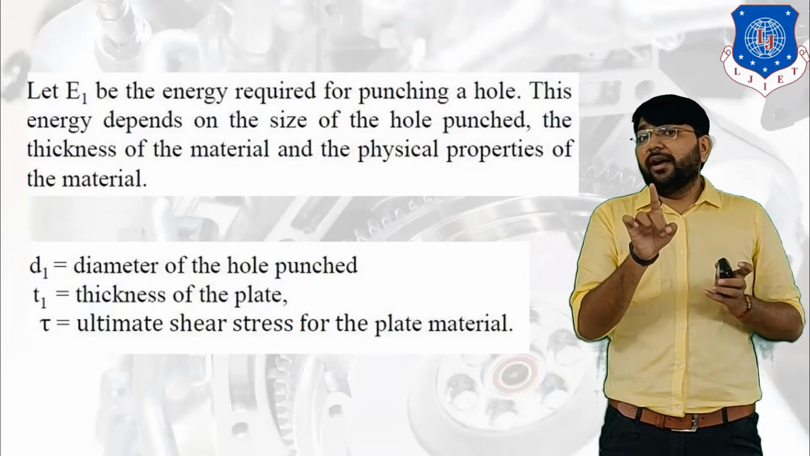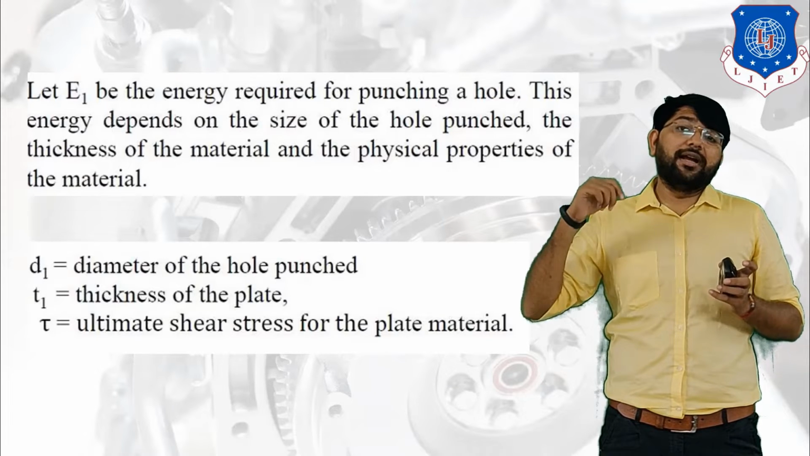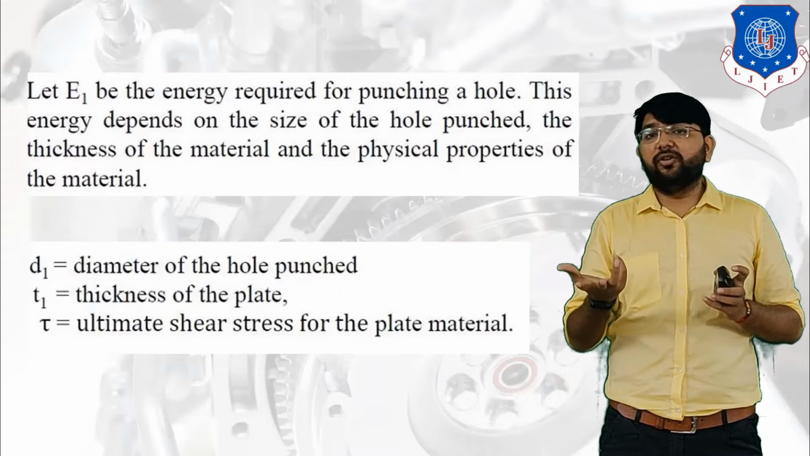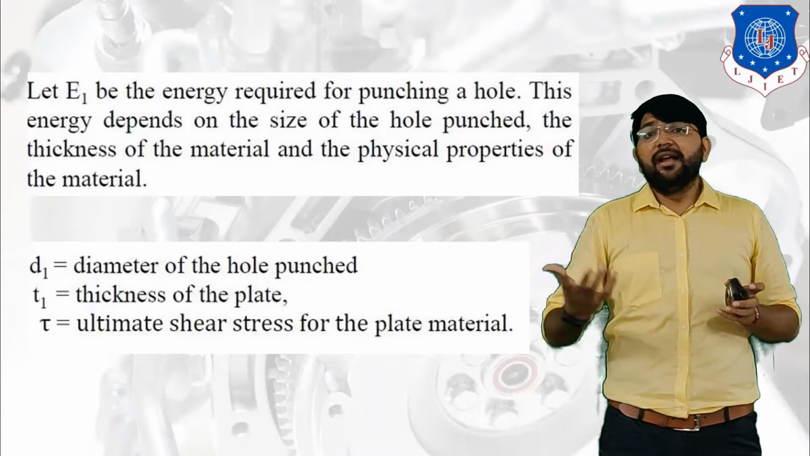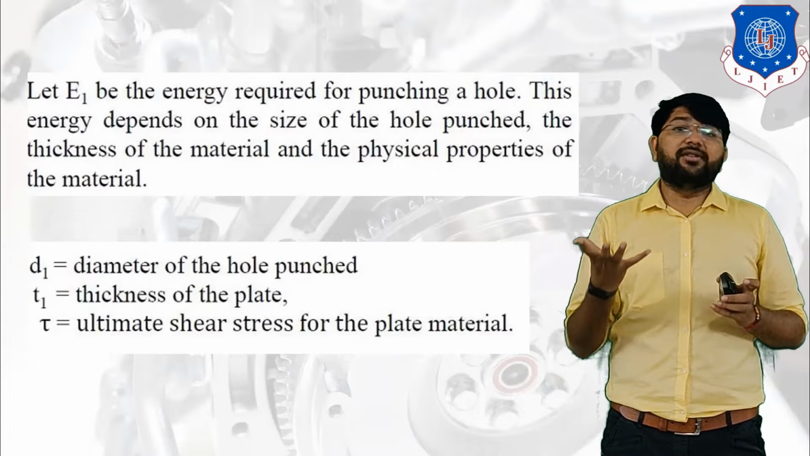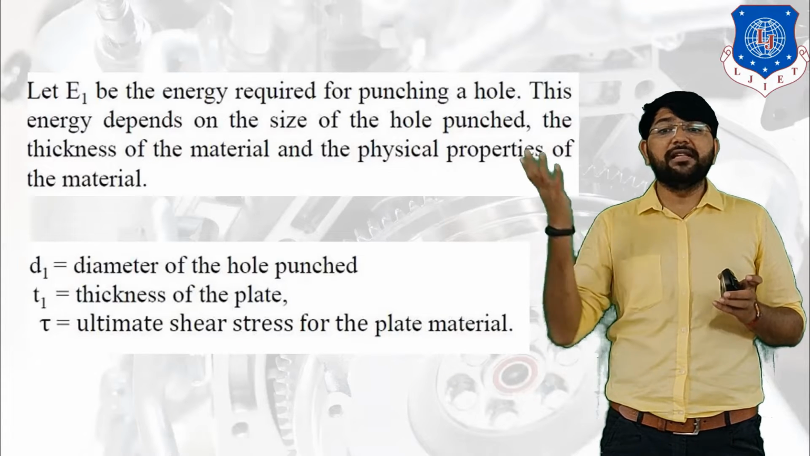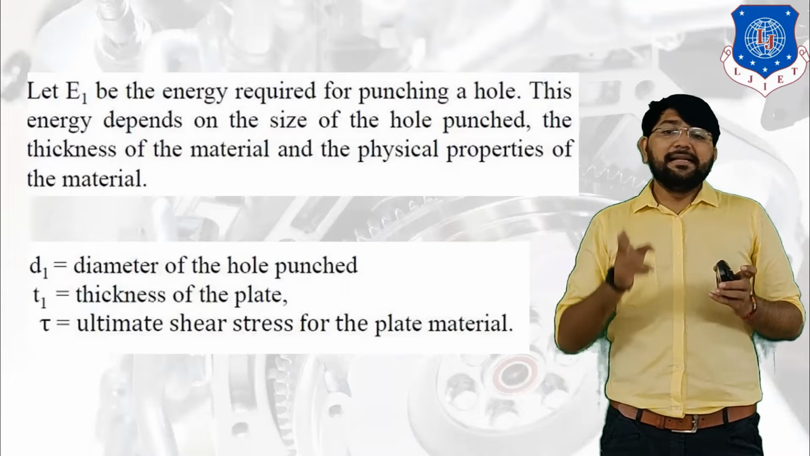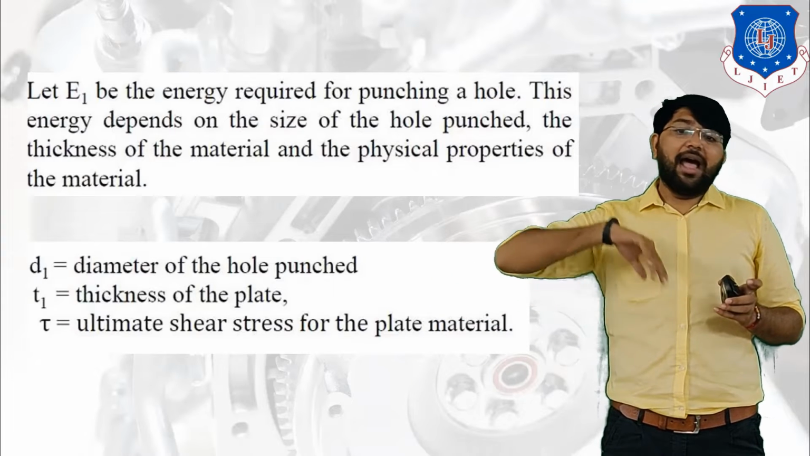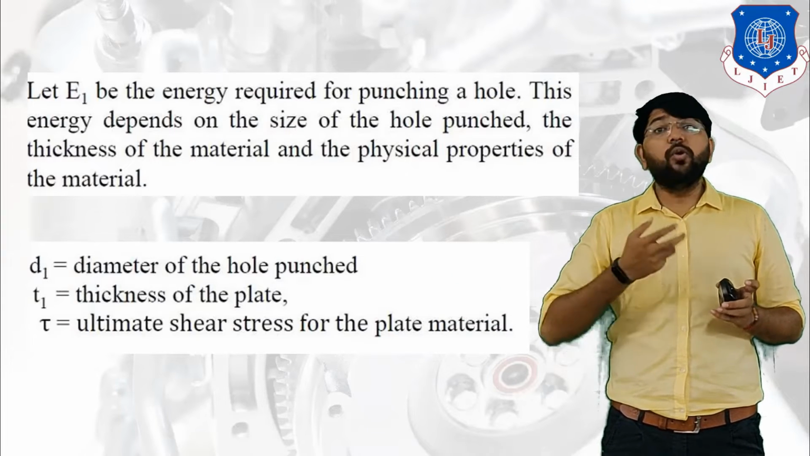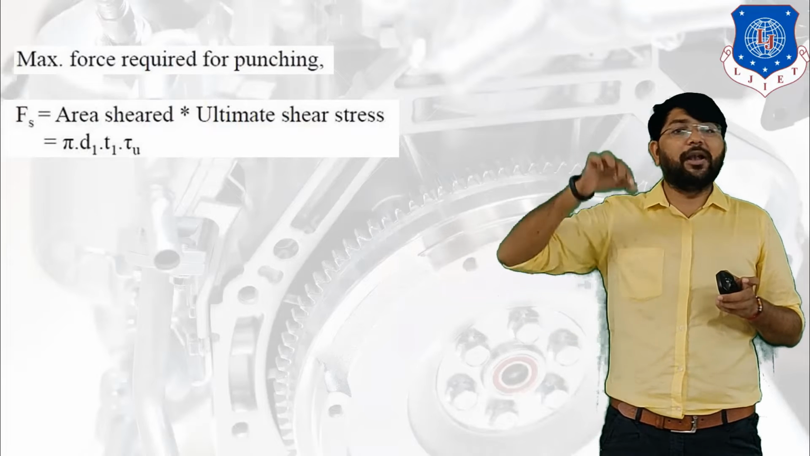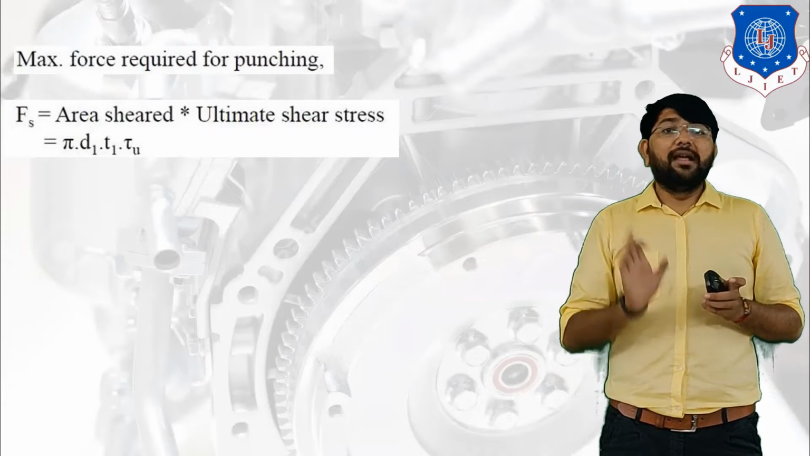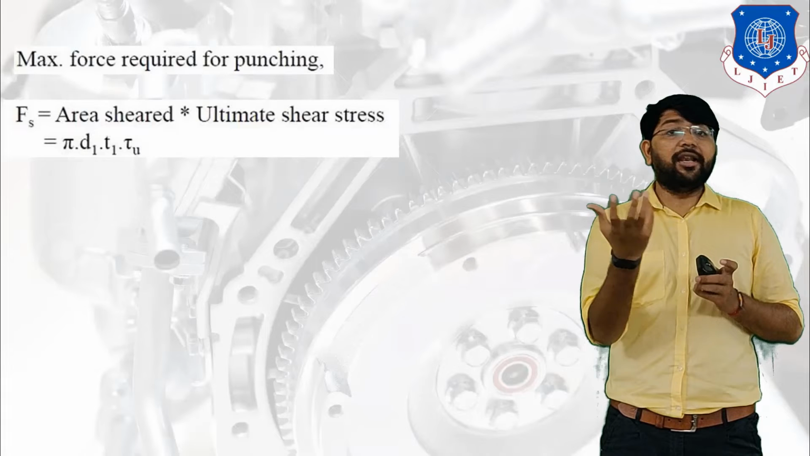Now, E1 is the energy required for one punching operation, and E2 is the energy required for the actual punching. Now we have to consider some notation: D1 is the diameter of the hole, small d1 is the thickness of the plate, and tau is the ultimate shear stress. In this case shear stress comes into the picture because we have to shear the plate to drill the hole. Now what is the shear area of the hole?